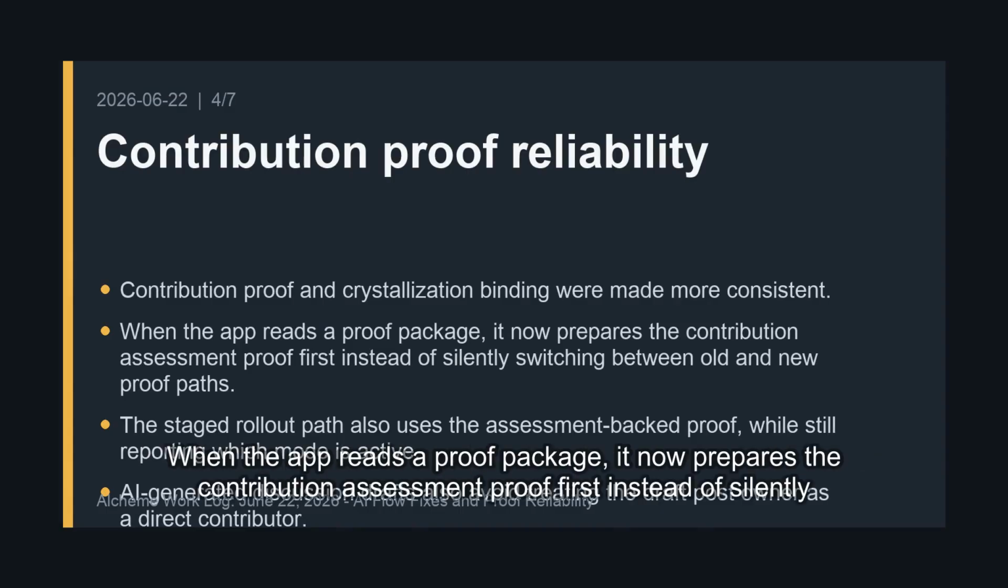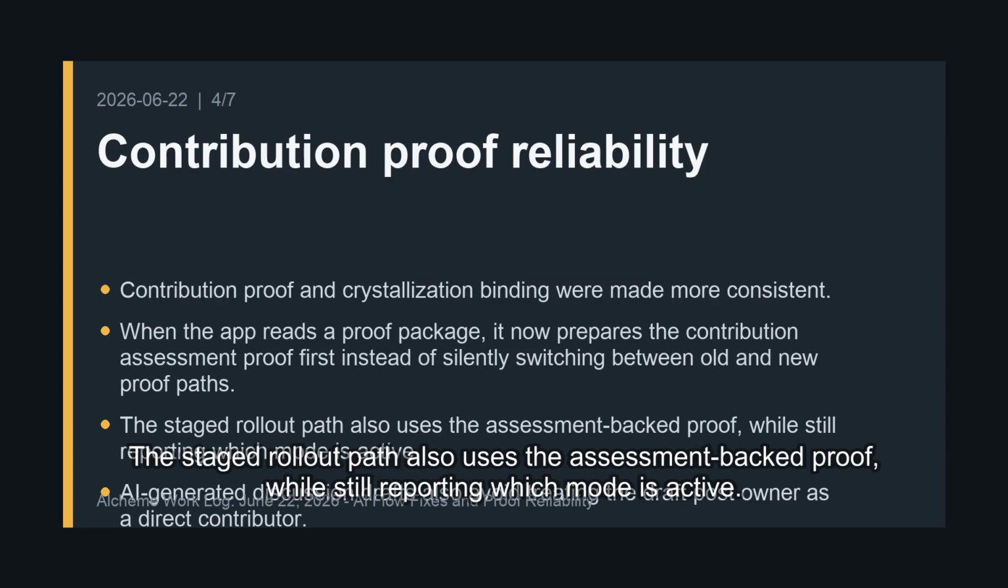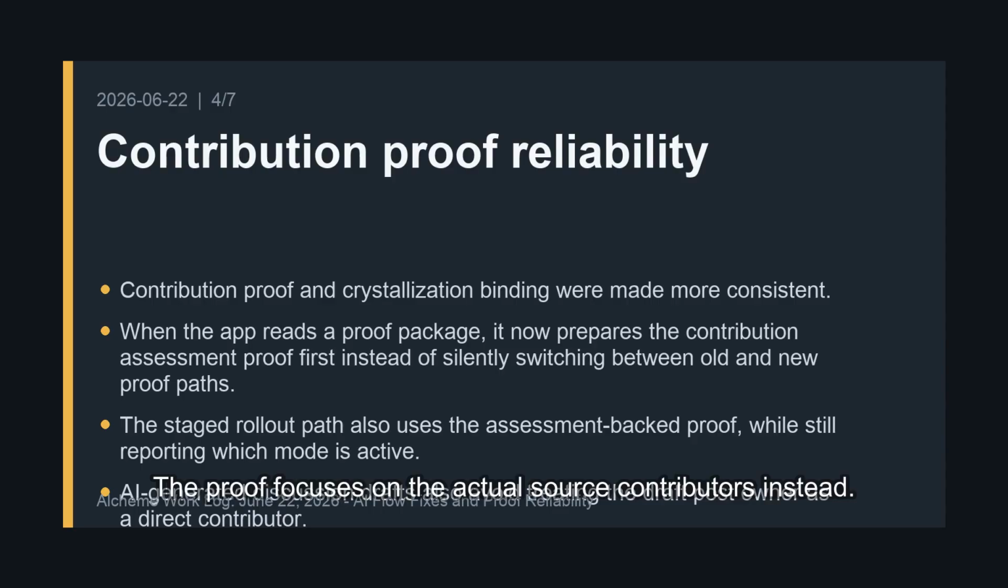When the app reads a proof package, it now prepares the contribution assessment proof first instead of silently switching between old and new proof paths. The staged rollout path also uses the assessment-backed proof, while still reporting which mode is active. AI-generated discussion drafts also avoid treating the draft post-owner as a direct contributor. The proof focuses on the actual source contributors instead.